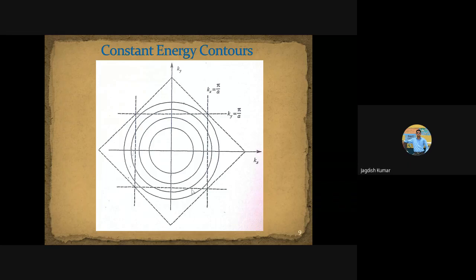Parabolic shaped cup. So if you cut that cup at a particular height, what you're going to see is sort of a circle. So each circle actually is representing a particular value of energy, right? So this is representing a constant energy contour in reciprocal space. Now here is that two-dimensional reciprocal space.